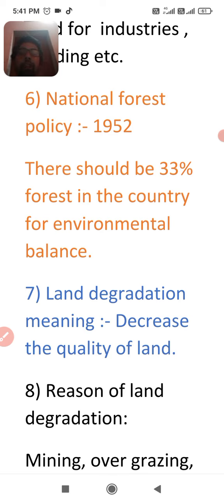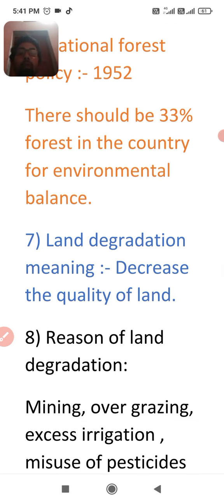First, we are going to read about land degradation today. So first, it's necessary to clear the meaning of land degradation. Decrease in the quality of land is known as land degradation. So why land degradation? What are the reasons behind land degradation?